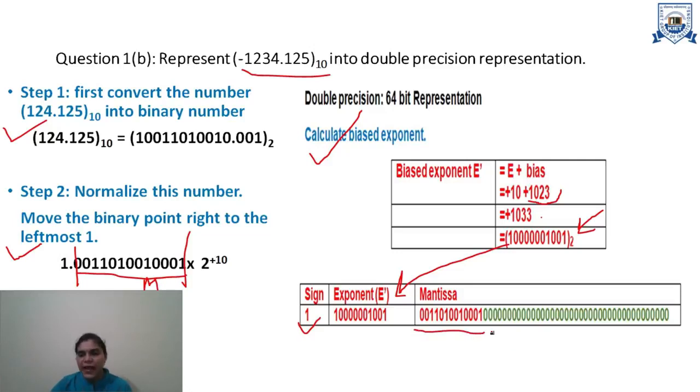And we will add some zeros to make it 52 bits long, because the mantissa part in 64-bit representation is 52 bits long. So in this way, we can represent any number in double precision representation.